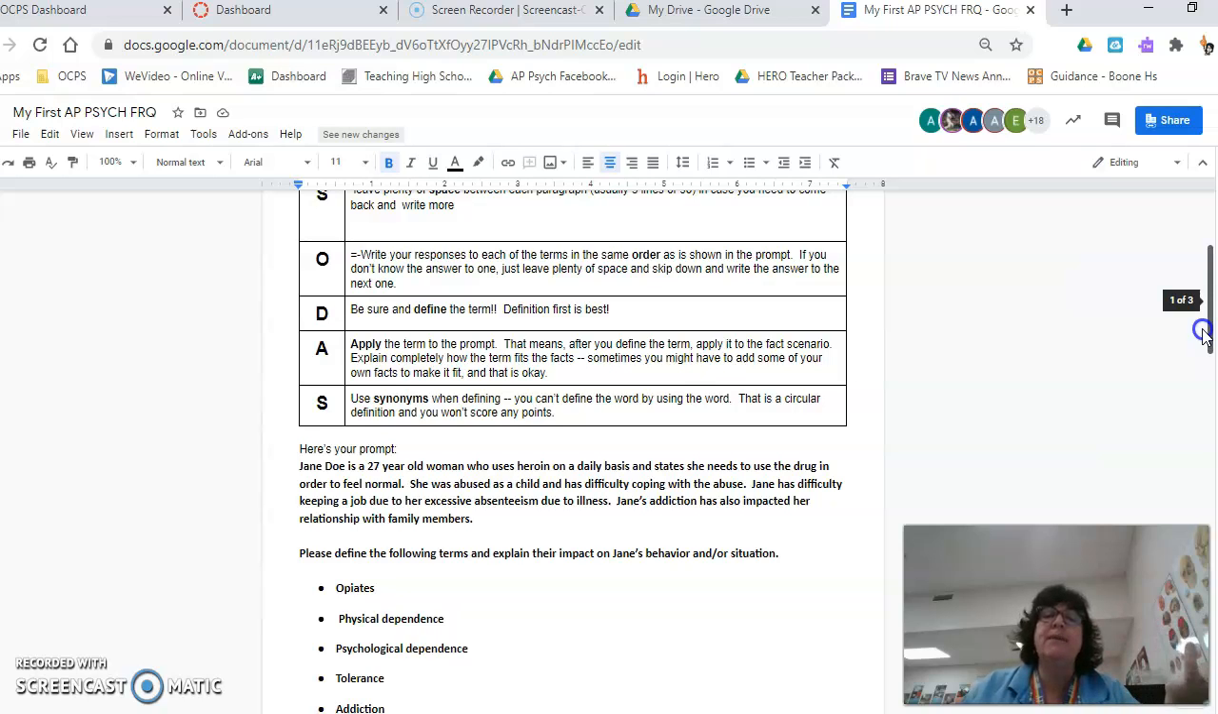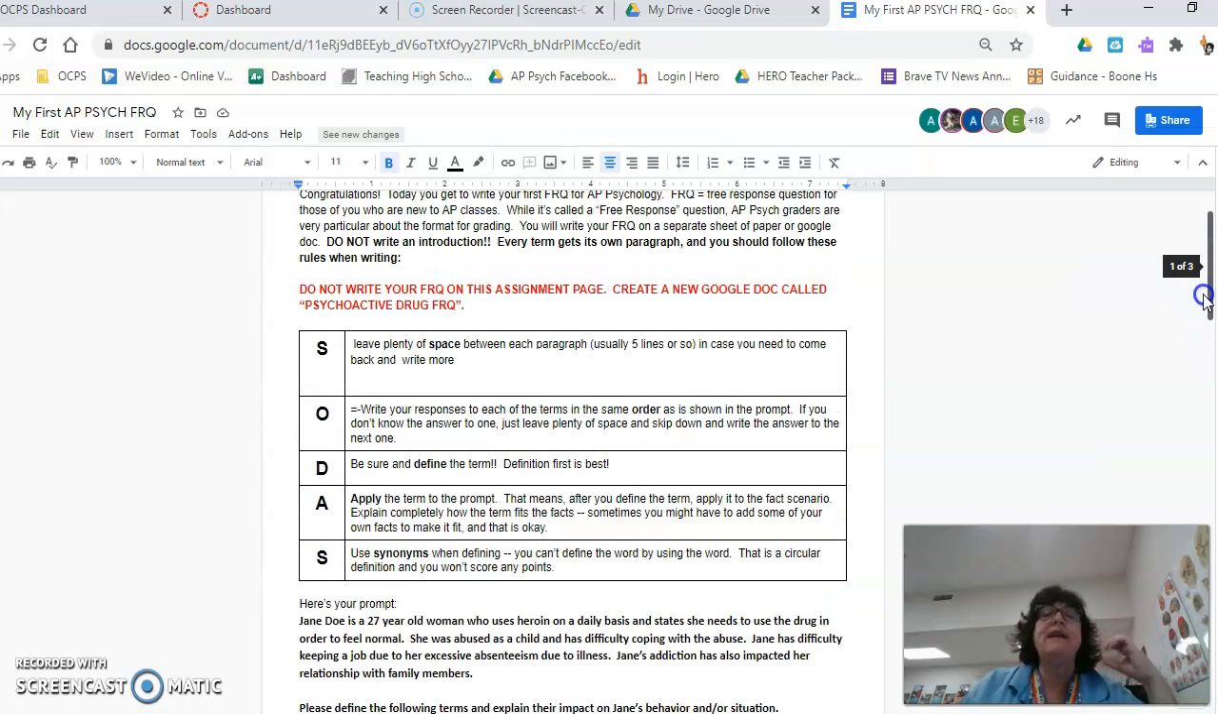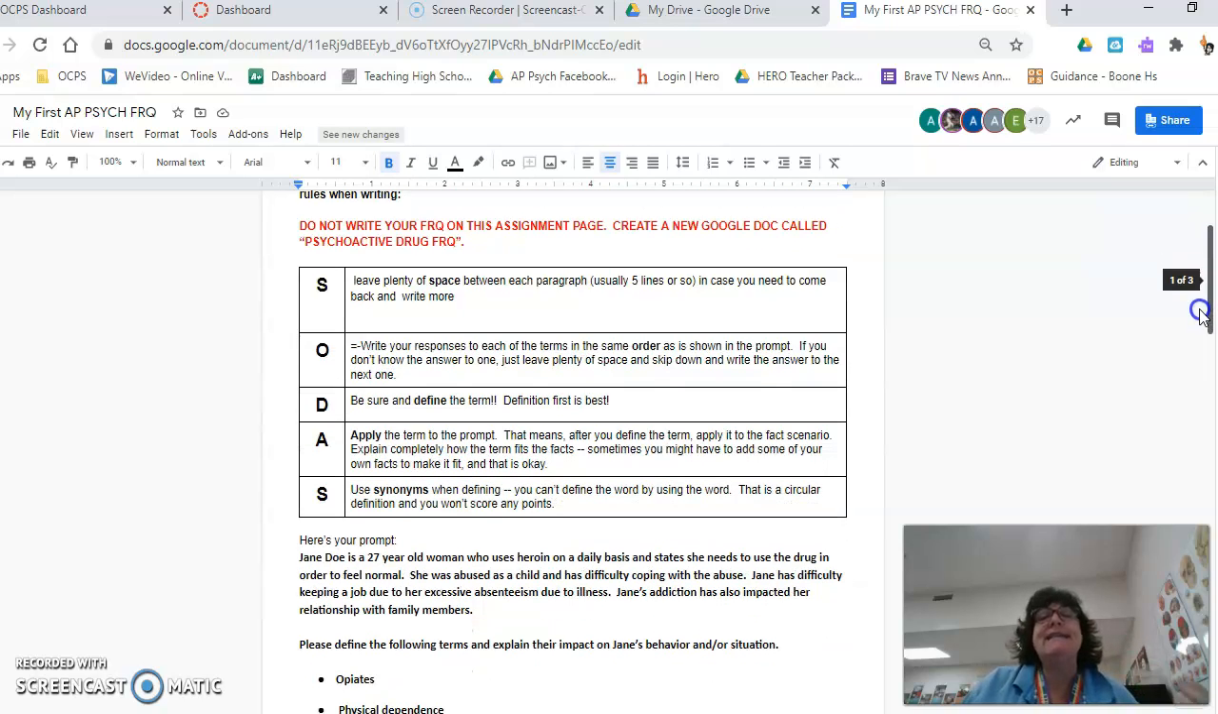So paragraph 1, you talk about opiates, and paragraph 2, physical dependence. You're going to maintain that order. That's why you want to leave spacing, so that if you think of something else, it's not at the bottom with a bunch of arrows that make it hard to grade. We know exactly what sentences go with which paragraph. So make sure you keep them in order. Then you get to the keys, D and A: define and apply.